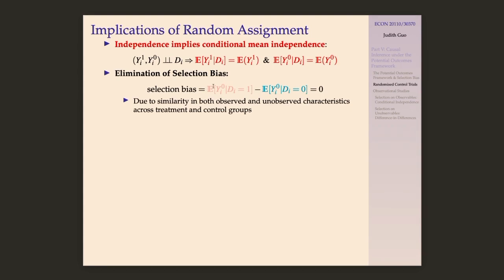Remember, the selection bias is the difference between the two conditional outcomes in the control state. Given independence, these two conditional expectations will become the unconditional one. But this is just the expectation of Y0 subtracting the expectation of Y0, which is naturally 0. This is really because the observed and unobserved characteristics are balanced. They're equal in both groups. So selection bias is the mean outcome in the control state for those who are treated minus the mean outcome in the control state had they not been treated. Given independence, we must have that this is equal to the unconditional expectation, and similarly, this is equal to the unconditional expectation.